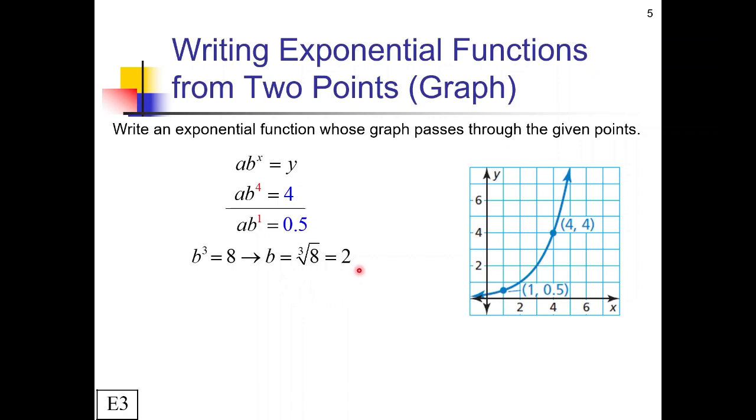All right, so going back now and solving for a, again, I'll use my simpler equation. So we have a times 2 equals 0.5. And then 0.5 divided by 2, or 1/2 divided by 2, that's going to be 0.25 or 1/4, however you want to call that. Plugging that back in, we have y equals 0.25 times 2 to the x.